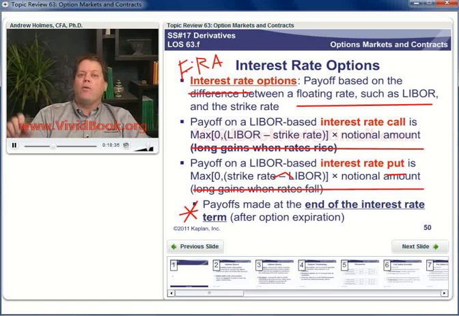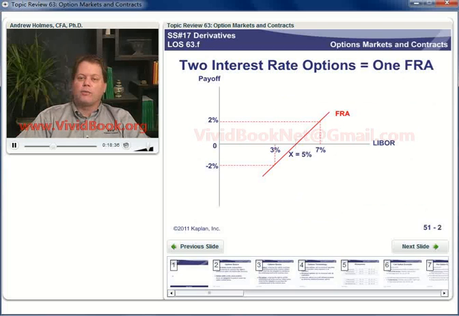Now, what about this FRA thing? We were just reminded of the FRAs on the last slide. If we're talking about a long FRA, remember that the long is obligated to take a loan in the amount of the notional principal for the term of the interest rate that we have as the underlying. What that means is that as interest rates go up, the long FRA is going to win. So if we're looking at LIBOR on the horizontal axis, we're looking at the payoff on the vertical axis.